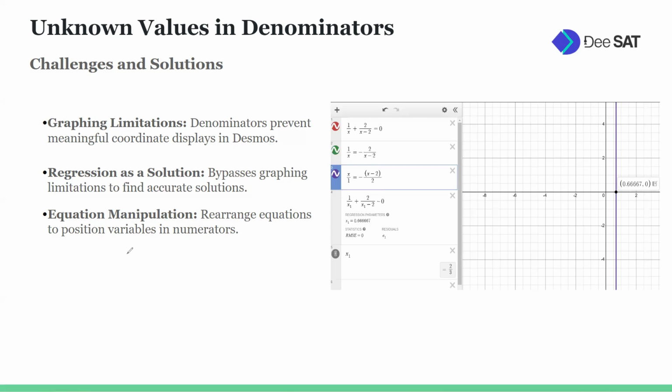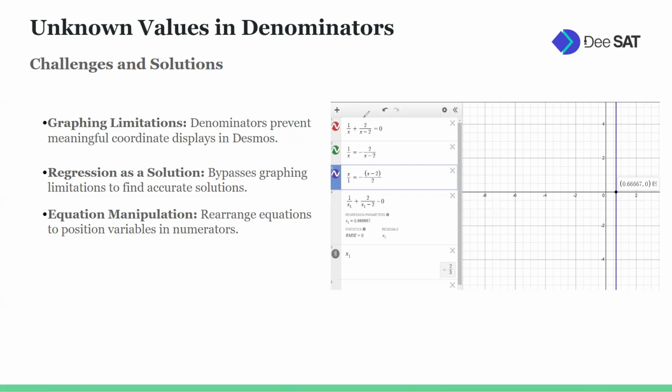For example, I'm writing 1/x = 2. Multiply through by x to get 2x = 1. In this way, the variable in the denominator is sorted. You can input this manipulated equation into Desmos to find the solution easily.